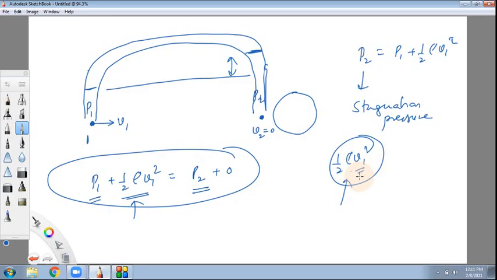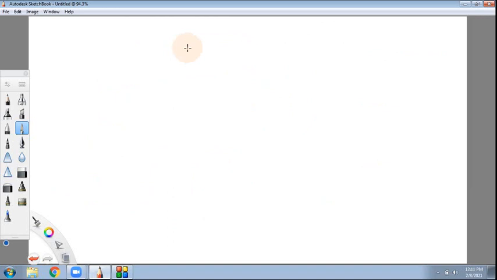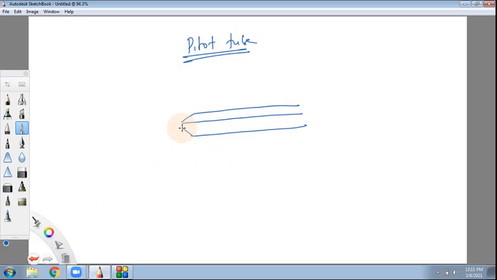This philosophy we use in the pitot tube. Here we had a cylindrical object which we placed as an obstruction. But the pitot tube does it in a very beautiful way. So how does our pitot tube actually look? Simple. The pitot tube looks like this, let us say.